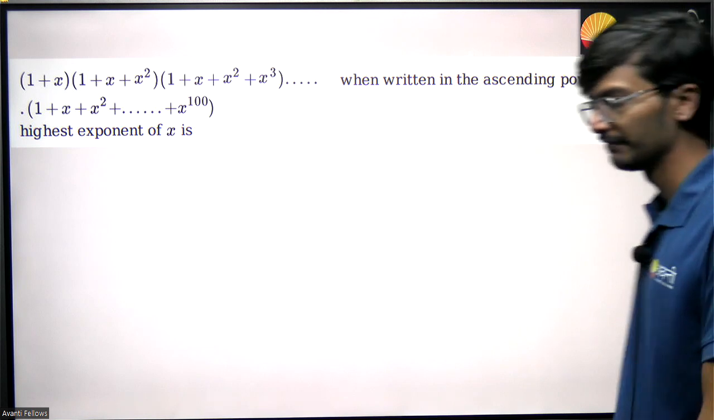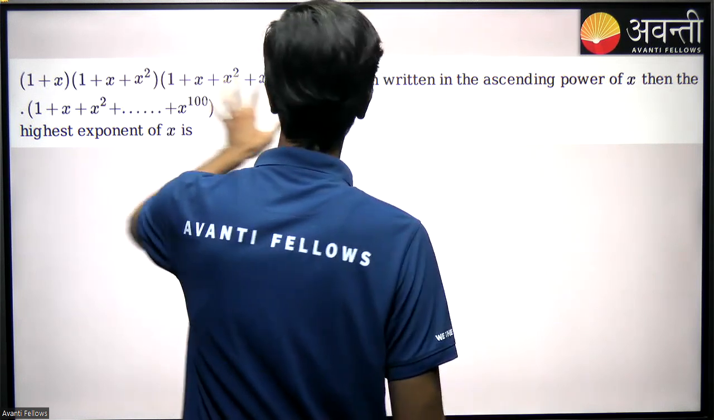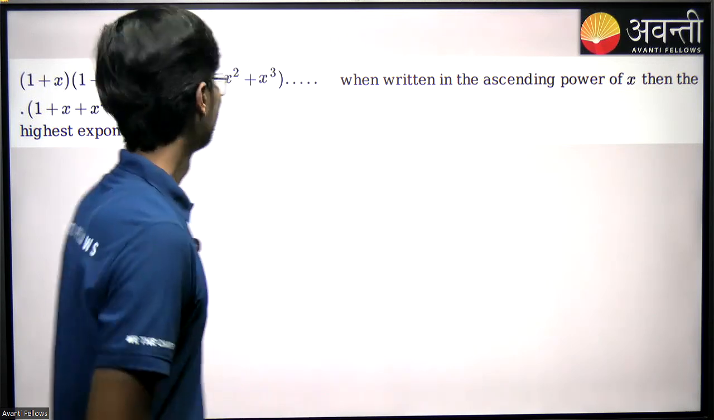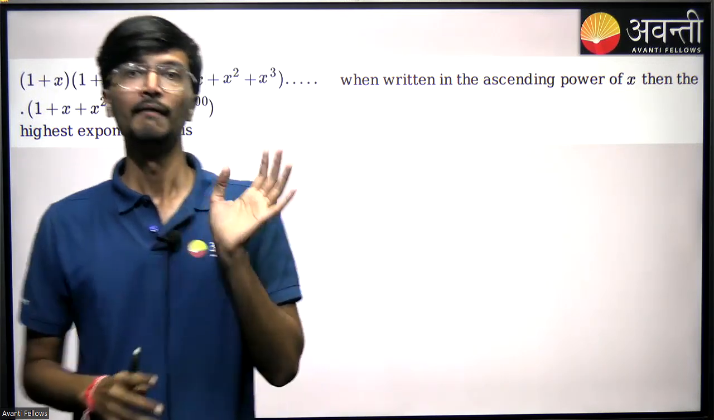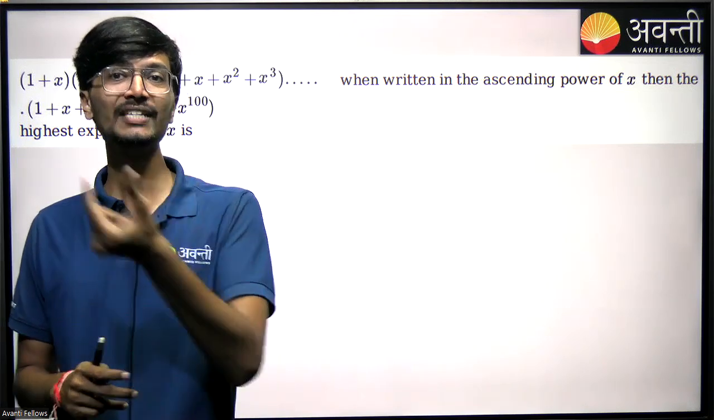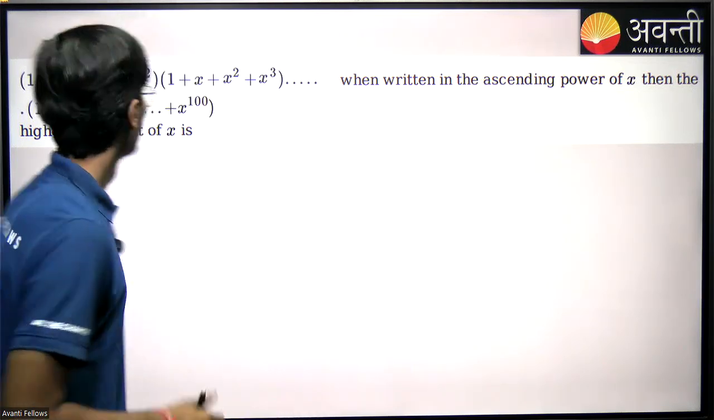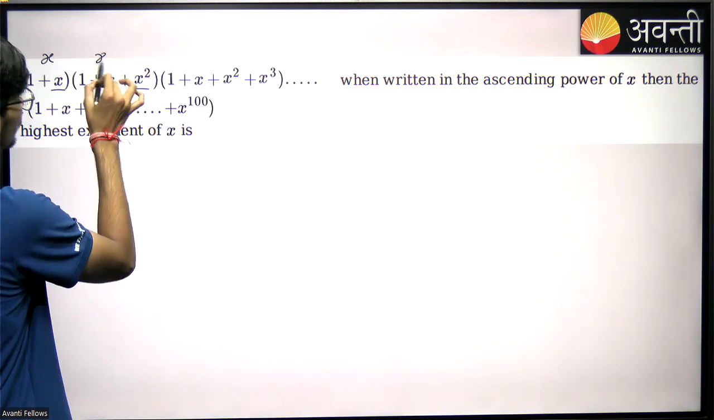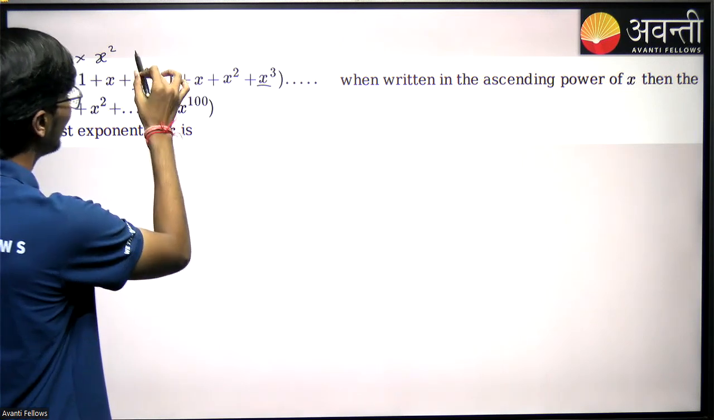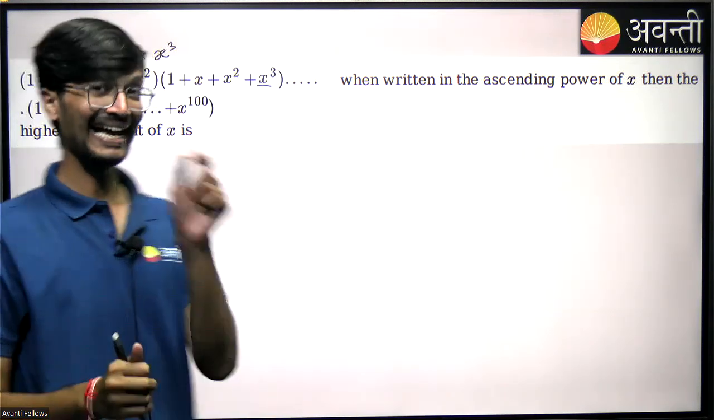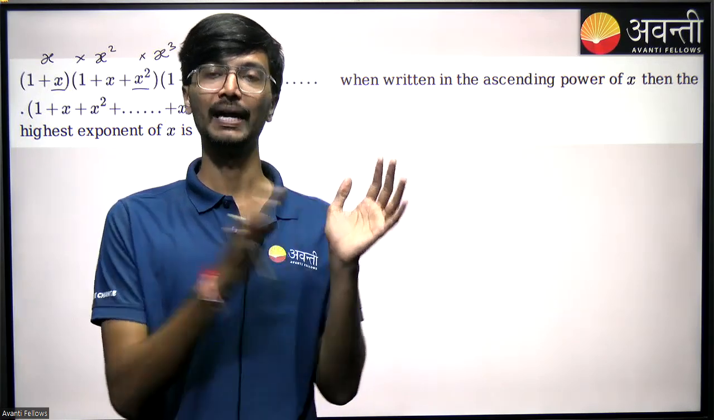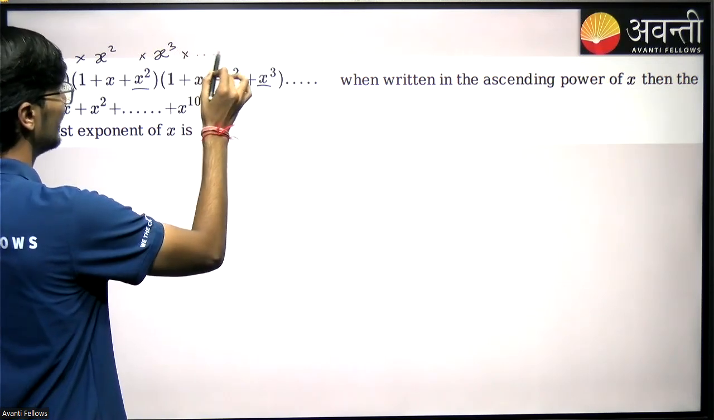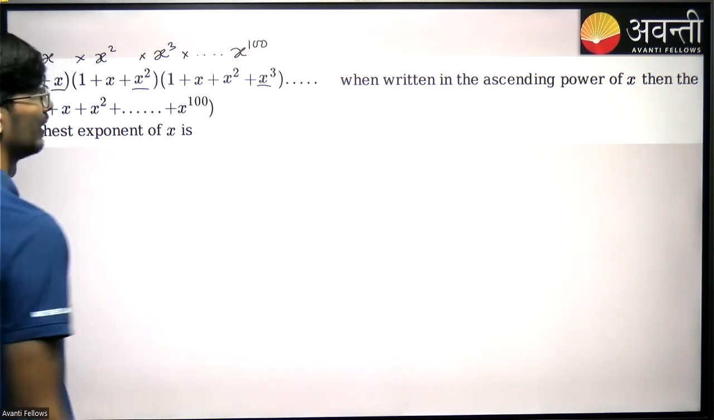Now here we have been given the product (1 plus x) and so on, when written in ascending power. Now please note that the highest exponent will be when the highest exponent from each bracket gets multiplied. So from here, x will be multiplied with x square, with x cube. If the highest exponent from each bracket is multiplied, then only we can get the highest exponent. And lastly, we have x raised to the power 100.